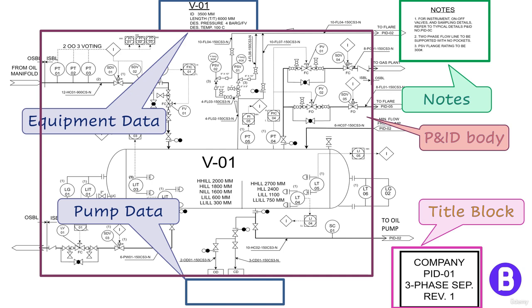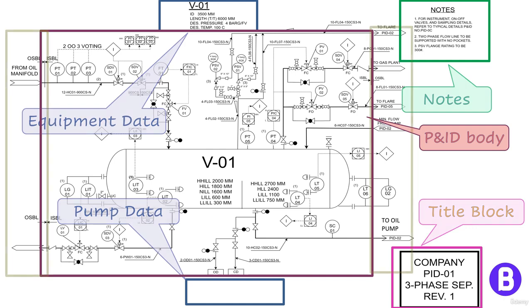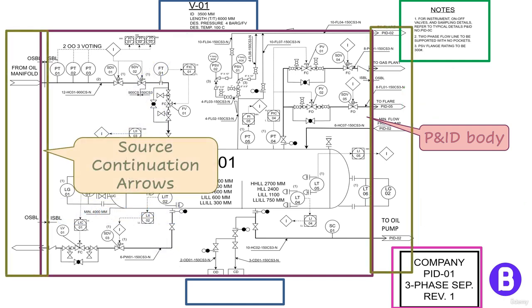Now, to understand the relationship between different P&ID drawings and how they connect, we commonly use arrows to express the source from where the fluid comes and its destination where it is going. This is commonly made through continuation arrows. So, for example, here, the treated oil from the separator goes to the oil pump. This is through the line number 10HC02. The pump P&ID is located in the drawing number PID02.